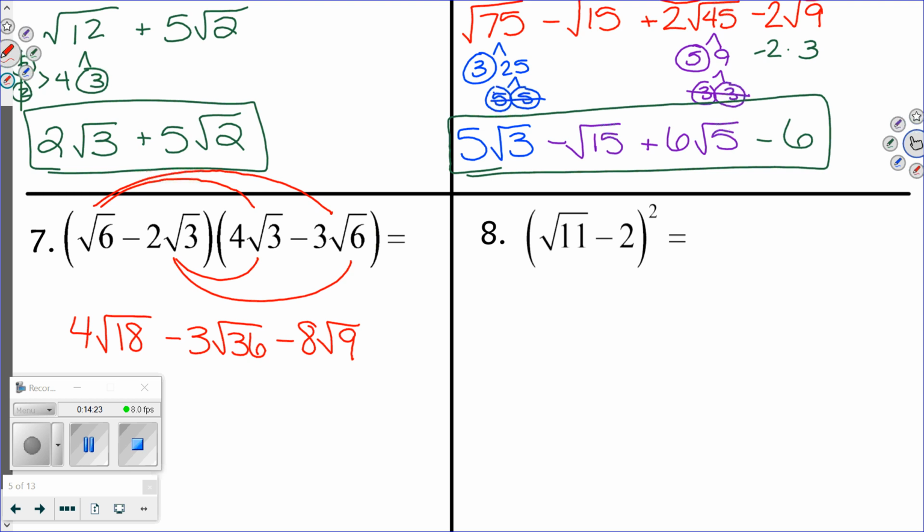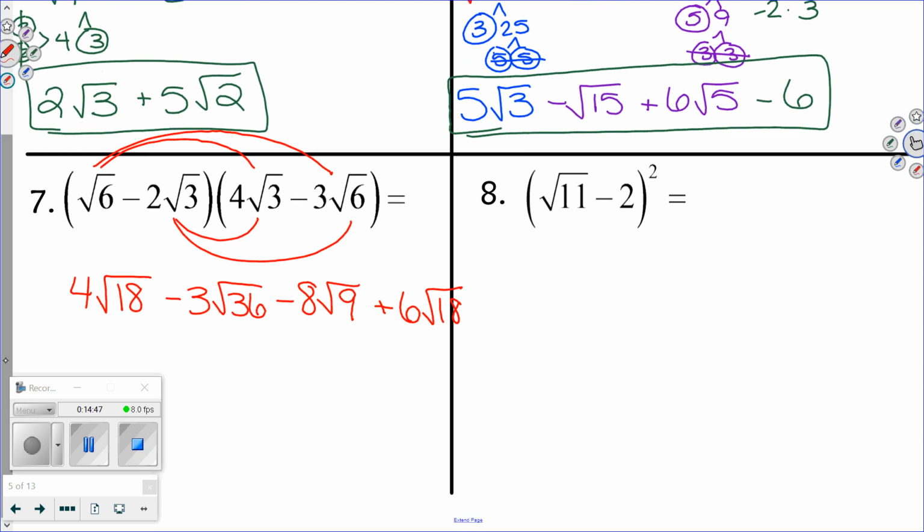And then negative 2 radical 3 times negative 3 radical 6. 2 negatives make a positive. Outside number, 2 times 3 is 6. Inside, 3 times 6 is 18. All right, there's your first step of just multiplying. Granted, the middle 2 you may have simplified right away. All right, from here, I noticed that I do have like terms sitting here.